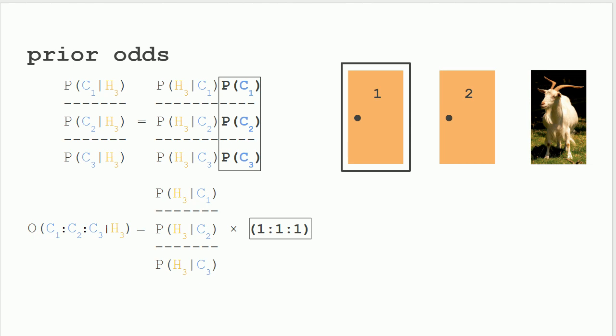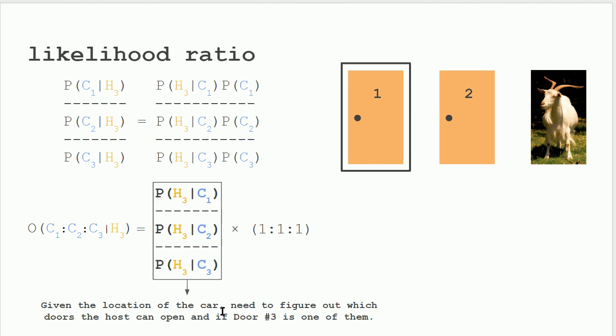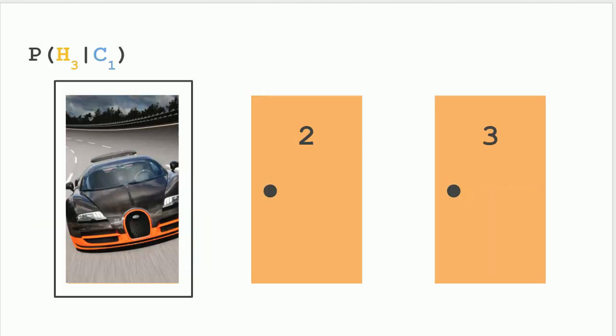So that's your prior odds. Now you need to figure out the likelihood ratio to update your posterior. Given the location of the car, you need to figure out which doors the host can open and whether door 3 is one of them. Let's go do that step by step. This is the first one you want to do: given that the host opens door 3, what is the likelihood that the car is behind door 1?